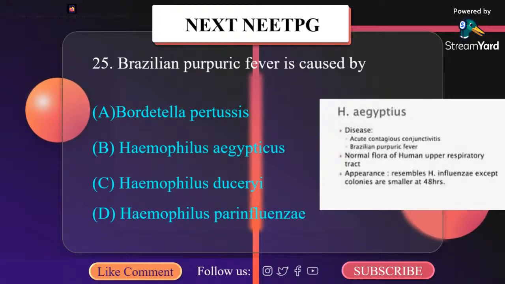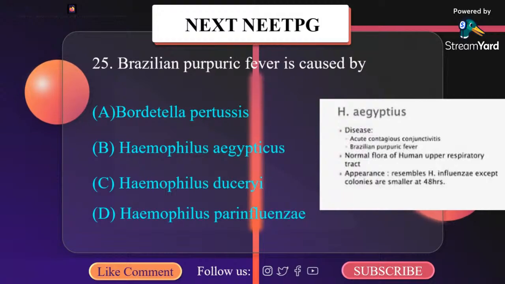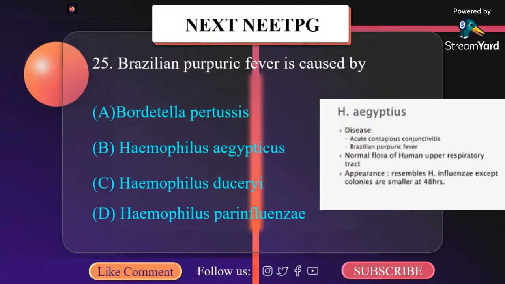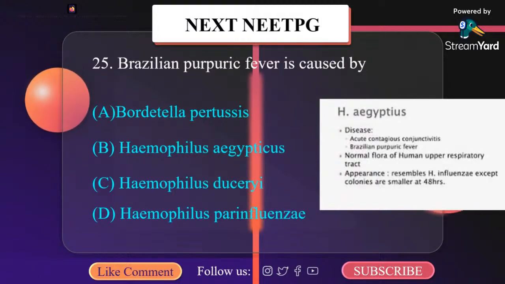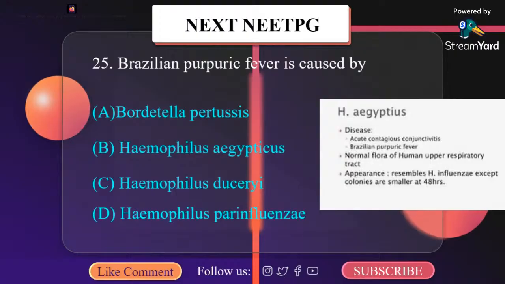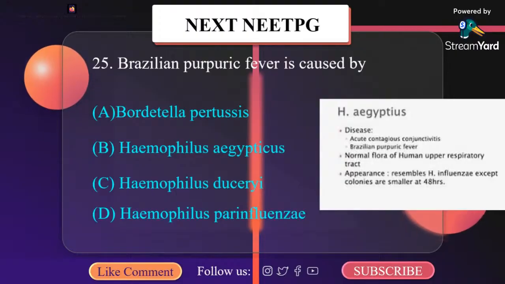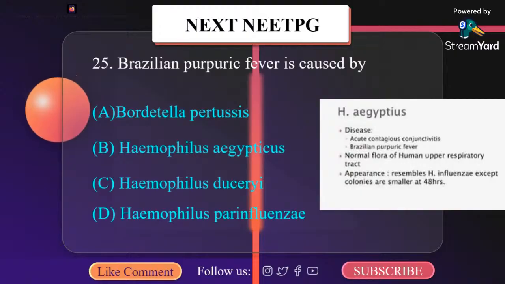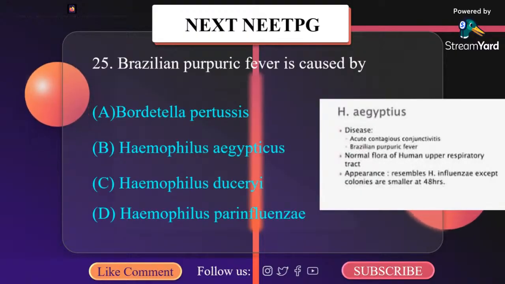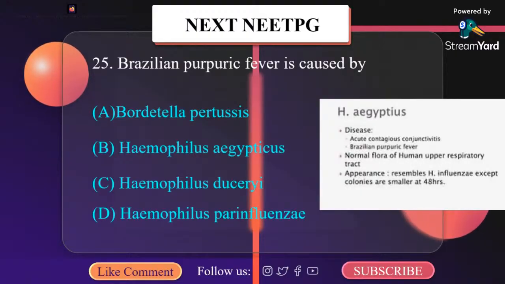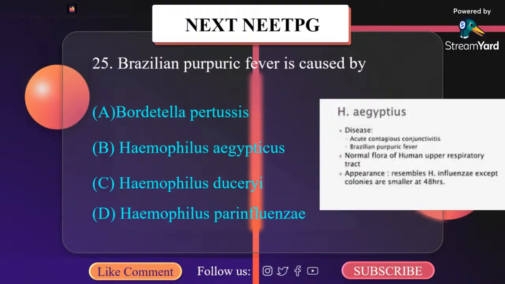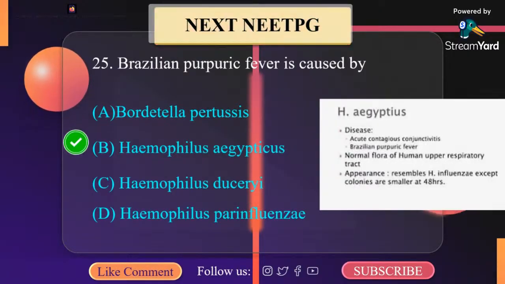non-spore-forming, gram-negative coccobacilli. They lack motility and are aerobic or facultative anaerobic. They require preformed growth factors that are present in blood, specifically hemin factor X, NAD or NADP factor V. The bacterium grows best at 35 to 37 degrees and an optimal pH of 7.6. Haemophilus species are obligate parasites and are a part of normal flora of the human upper respiratory tract. So the correct answer here is Haemophilus aegyptius.